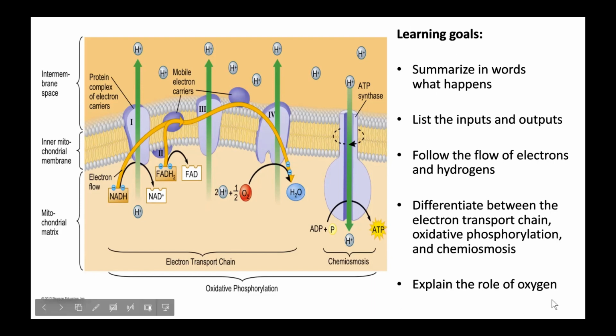So I think we hit most of this already. The inputs are electrons and oxygen. Outputs are water and ATP. We followed the flow of the electrons through the electron transport chain and the hydrogens through ATP synthase. We know that this is a place and this is a process, and this is a process but also uses an enzyme. And we know that oxygen is the final electron acceptor. So let's look at an overview.